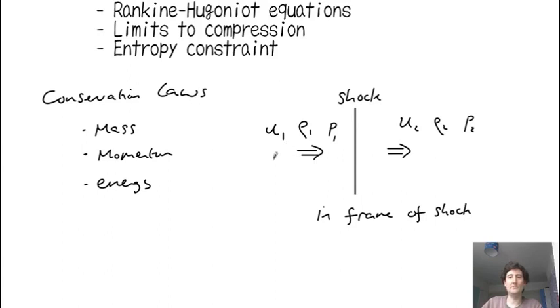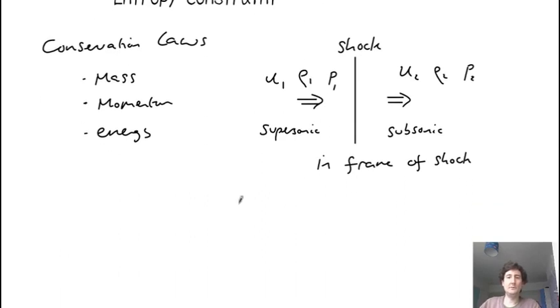I'll say it'll turn out this is supersonic, and this will be subsonic. So the flow slows down, but the density and pressure increase. And this layer can in fact be very, very small. So it's obviously not zero in reality, but it can be very small.